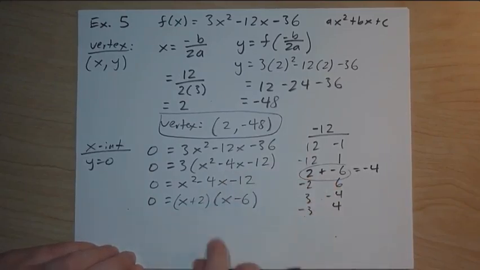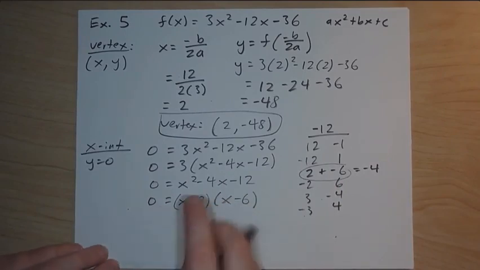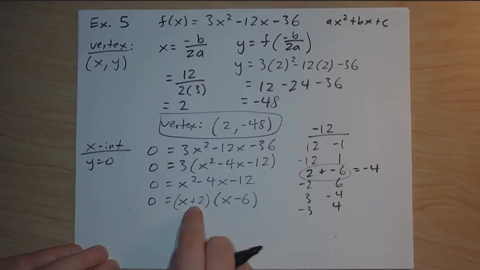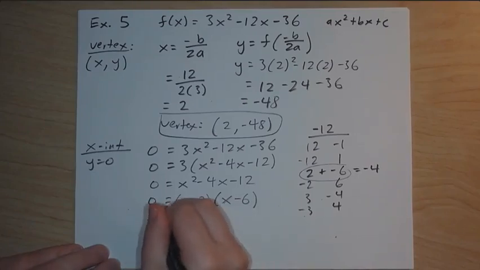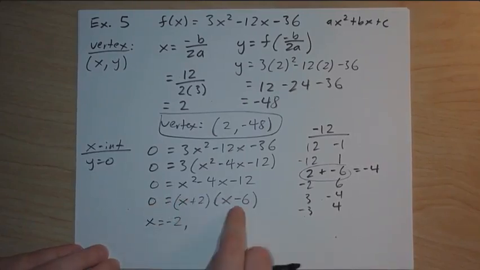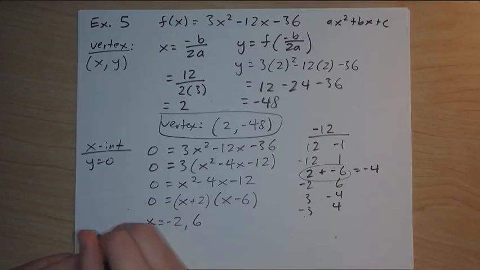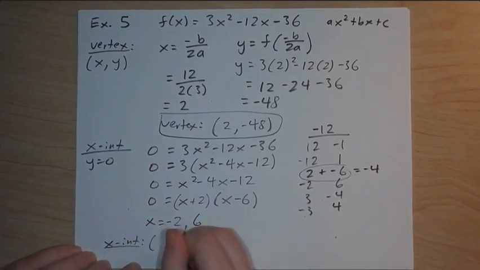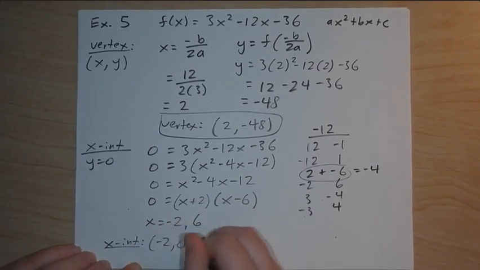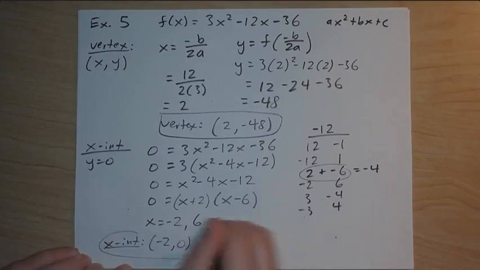To check that you have factored that correctly, you can always FOIL it. So if we set this equal to 0, x plus 2 is equal to 0, we get x is equal to negative 2, and x minus 6 is equal to 0, we get x is equal to positive 6. So our x-intercepts are the points negative 2, 0, and the point 6, 0. So those are x-intercepts.